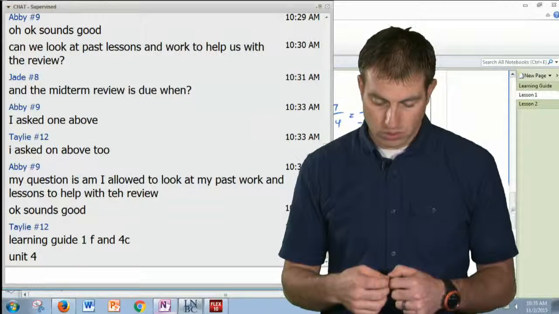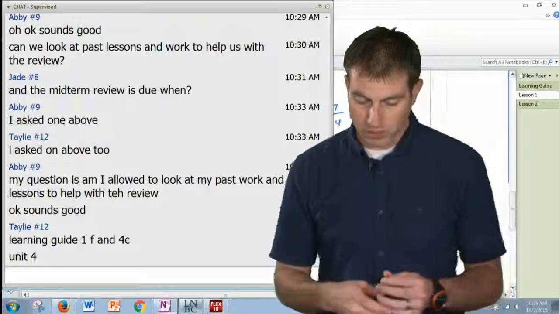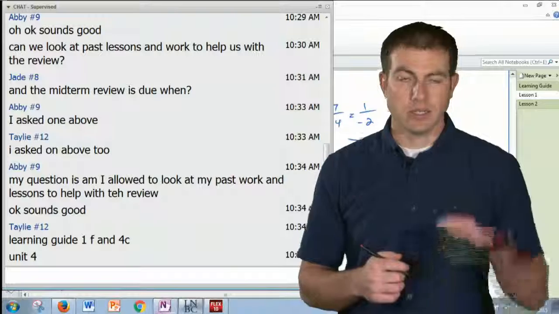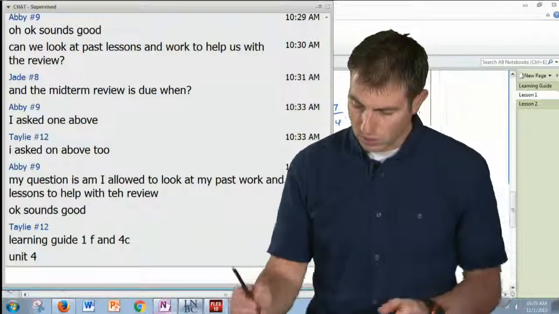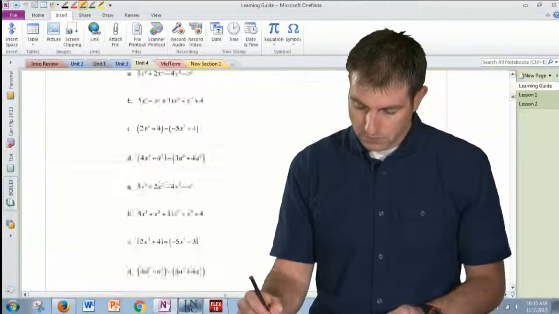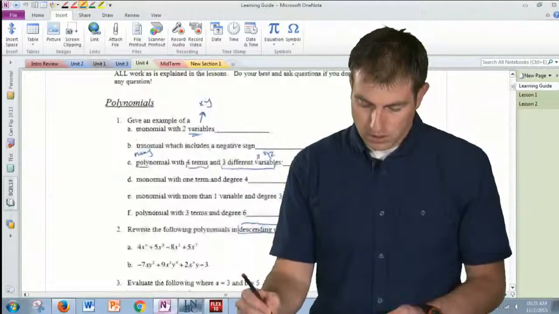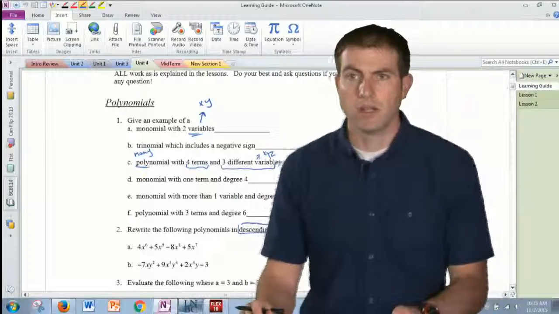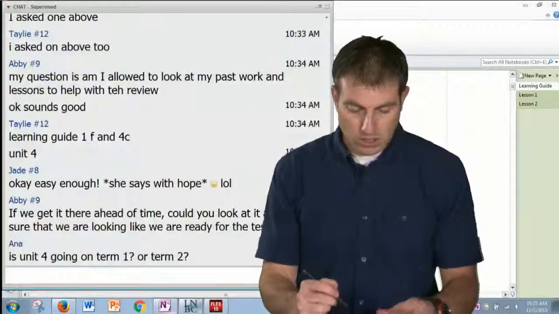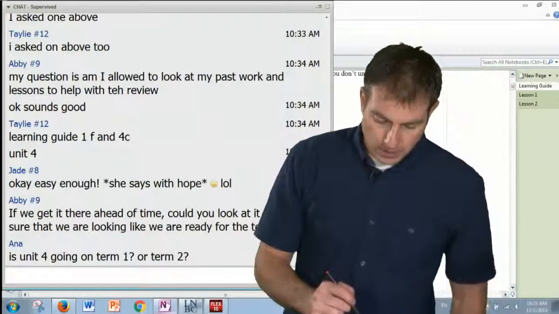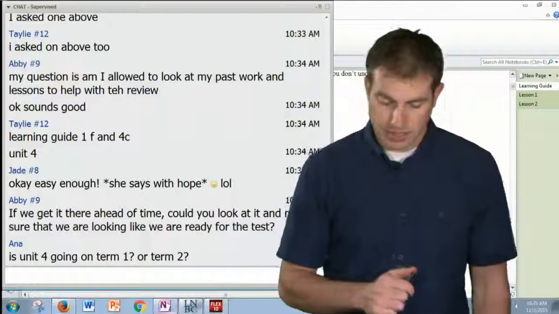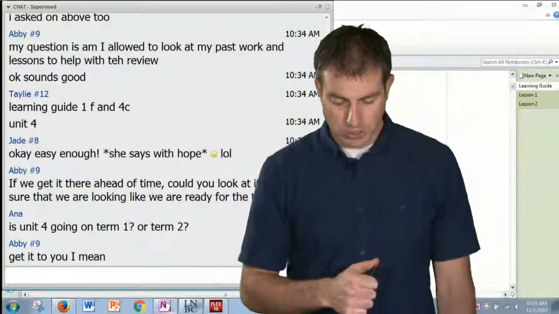Some questions about the learning guide for Unit 4, 1F, and 4C. Okay. Does anybody have any other questions about the learning guide for Unit 4? So Abby's asked a question, if we get there ahead of time, could you look at it and make sure that we're ready for the test?